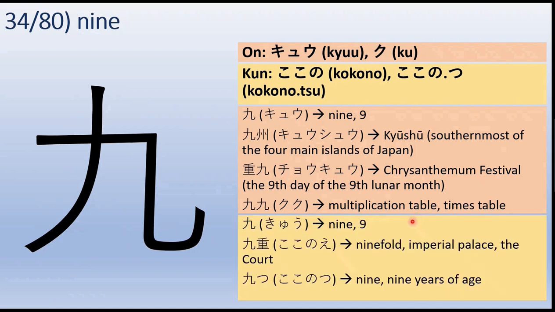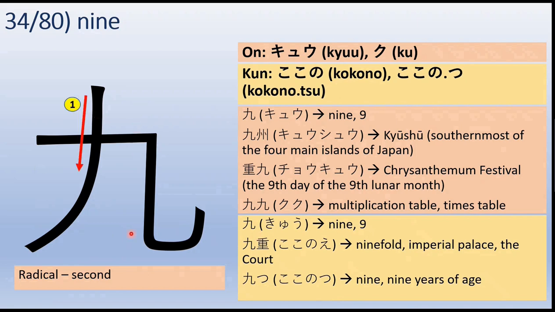In Kunyomi, we use this character for 9 once again. And then we have Kokonoe, which is ninefold or imperial palace, or it can even mean the court. Then we have Kokonotsu, which is 9 years of age. Radical is the radical of second, which we will see in the next grade. It's not included in the first grade kanji. So for the time being, we just need to memorize this symbol.